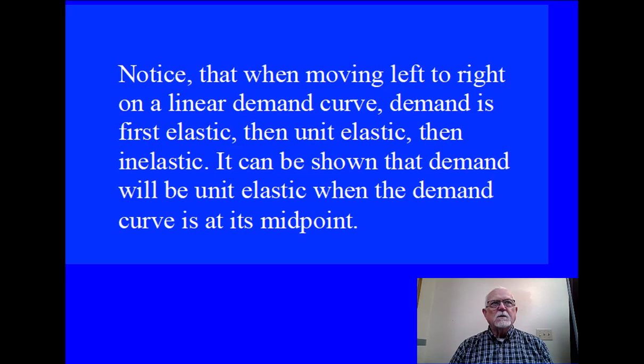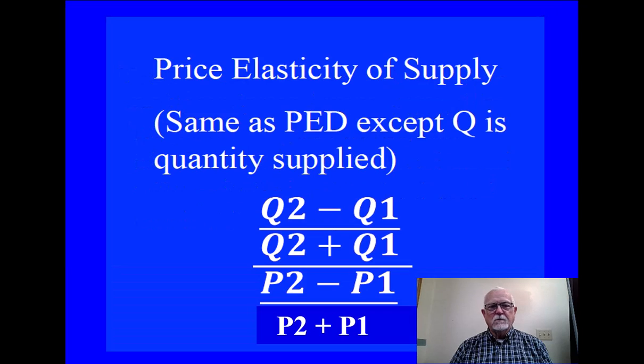Now, I spent a lot of time on price elasticity of demand. The good news is that for price elasticity of supply, it's exactly the same calculations, except now we're talking about quantity supplied as opposed to quantity demanded. So we can use the same concepts of elastic and inelastic, except we don't have to worry about the absolute value here because supply curves generally have positive slopes. I mean, we could tack on the absolute value. It's not going to change the sign since it's already positive.